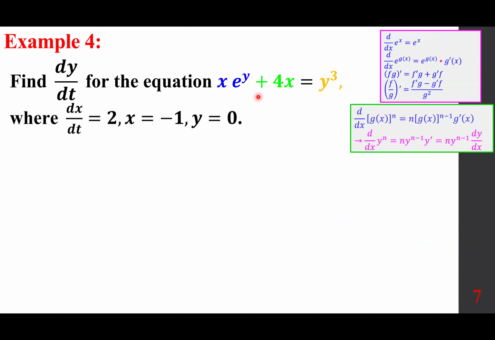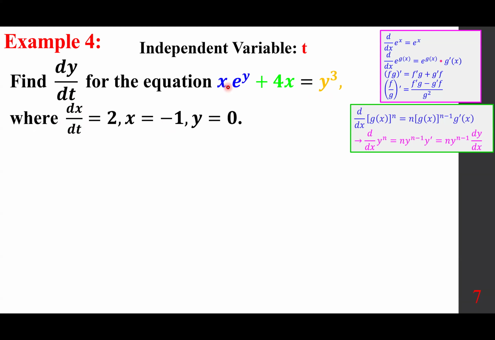Find dy/dt for the equation x e^y + 4x = y^3, where dx/dt is 2, x equals negative 1, y equals 0. The very first thing you need to notice: dy/dt means t is the independent variable. Therefore, the derivative of x is no longer a 1, but rather dx/dt. So we are going to differentiate this.